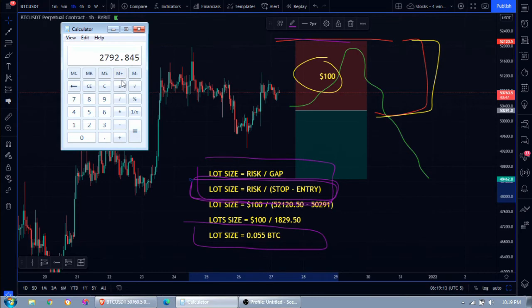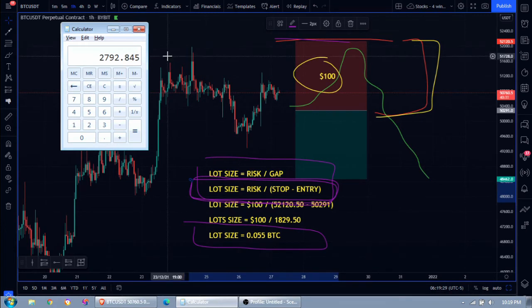So if you have 10x, well then I don't know what the calculation is, maybe you only need $280, $279 in your account. I think that's the way it works, so that you can make the trade.